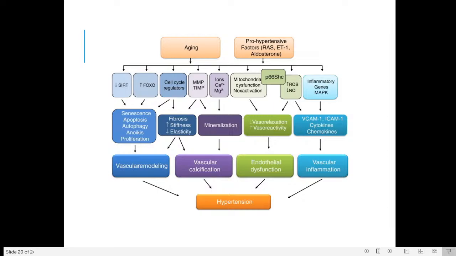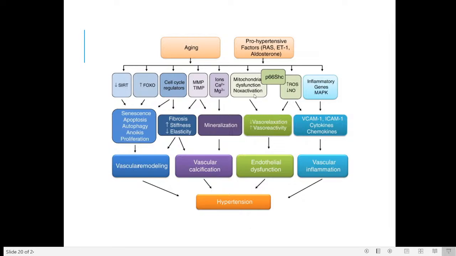Then cell cycle activation makes the fibrosis process and stiffness, a higher stiffness. After a particular age, the stiffness becomes reduced and it affects the elasticity. That is vascular calcification. Then the ions, that is mineralization, is also in the vascular calcification. Then the calcification makes hypertension.